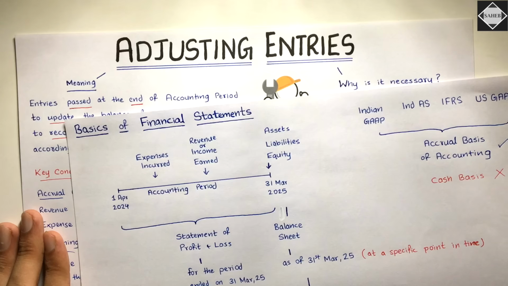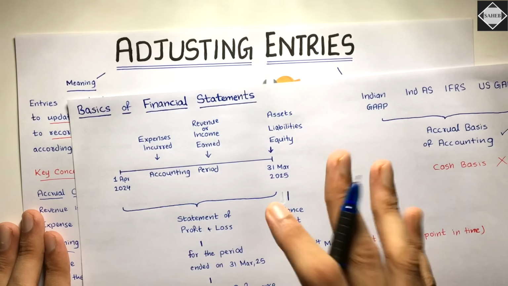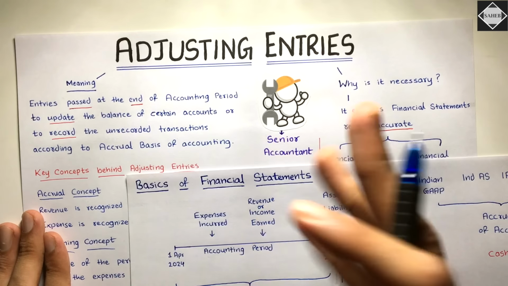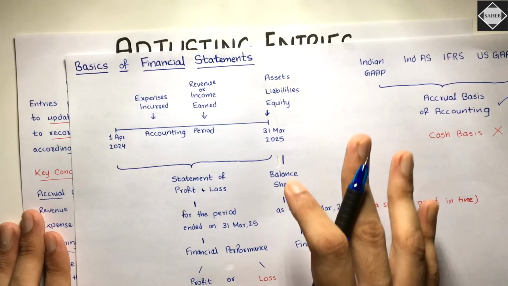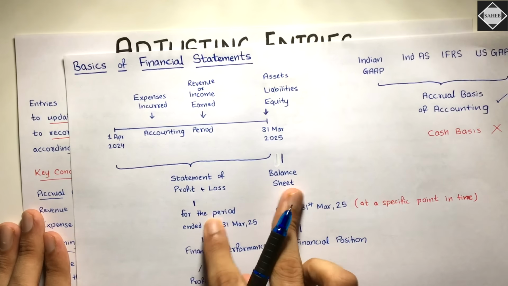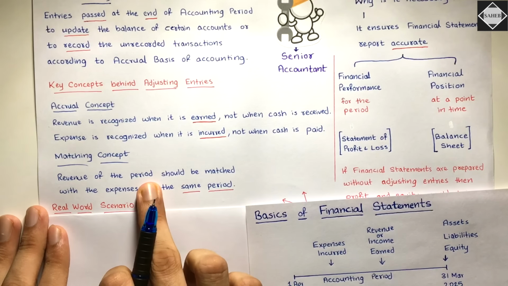Is that clear? It won't be like this. Believe me, accounting records won't be like this. The senior accountant has to come at the end of the year and make some adjustments and make sure the financial statements are accurate. They are following the accrual basis of accounting, which means accrual concept and matching concept.